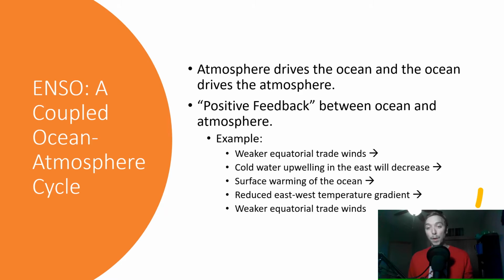So an example would be, we have weaker equatorial trade winds. We have colder water upwelling in the east that will decrease. We have surface warming of the ocean because of those shifts. We see a reduction in the east-west temperature gradient, and we see weaker equatorial trade winds. So what we're seeing here is a weakening or changing of the system as a whole that's feeding off of itself. So what does that look like?